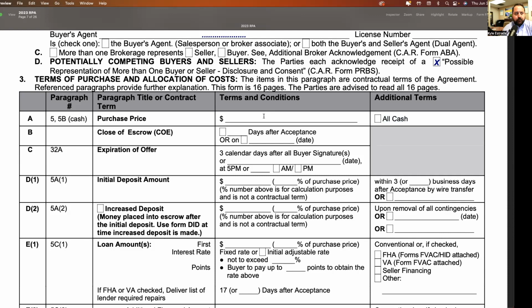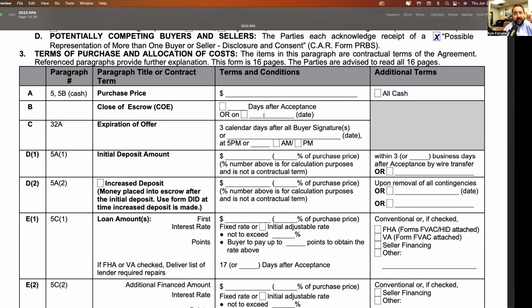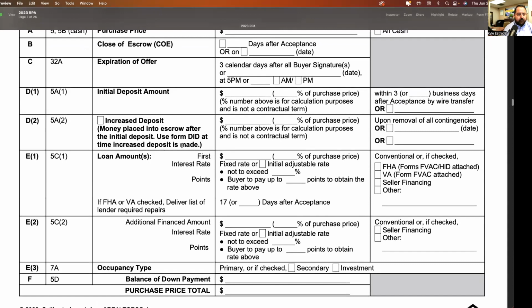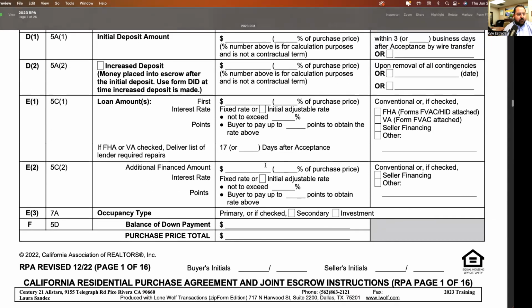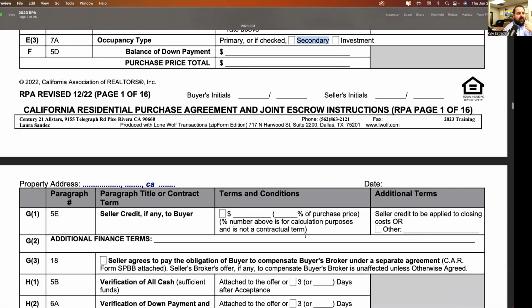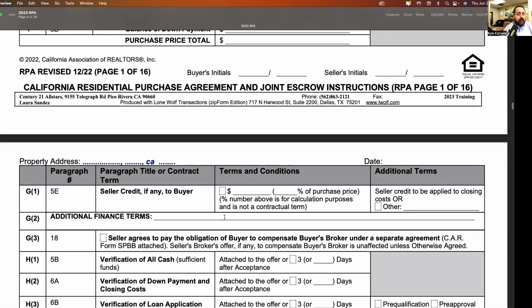So let's say the purchase price is $500,000. It's going to be either all cash or hard money. That's fine. I don't put anything in here. I leave this as zero. I put balance down payment here, purchase price total there, and then here in additional financing terms, I put buyer will either purchase the property all cash or may obtain hard money, private money financing. And I put that in there. And as long as the seller accepts it, I'm good.